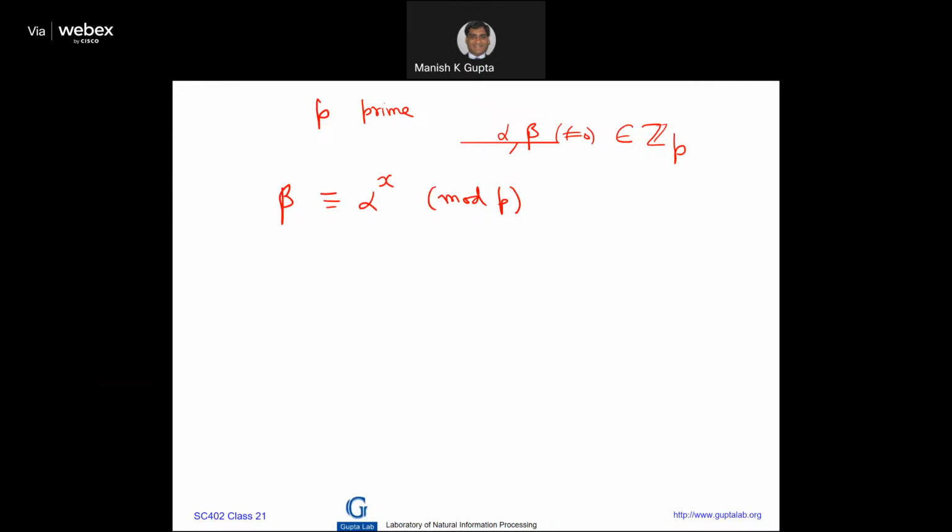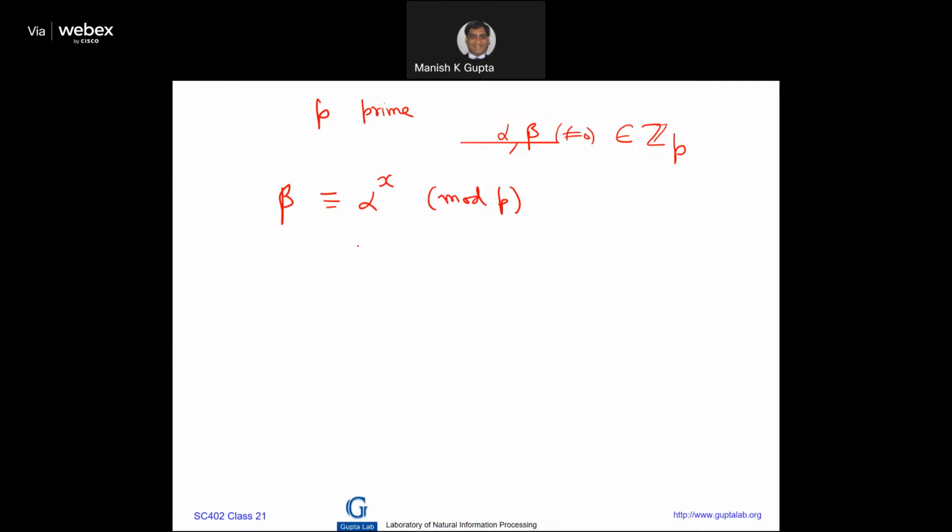Normally, if you are on reals, we know how to define log, right? And of course, if you go to the complex plane, defining log is again a multi-valued function, and then you can look at one branch and so on. So there also people defined it. So in the discrete structure, what will happen to the log definition? That is the important thing. Beta is equal to alpha raised to power x mod p is given. I need to find x.